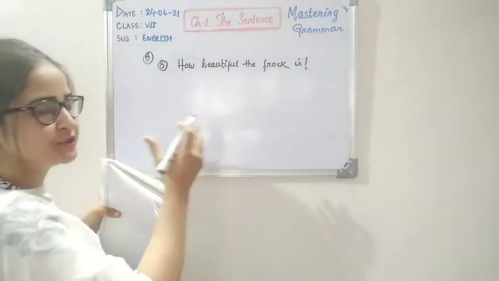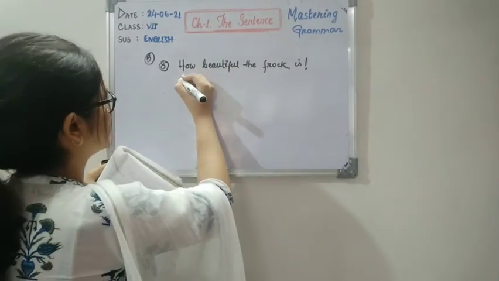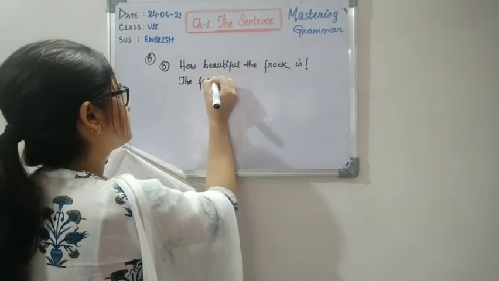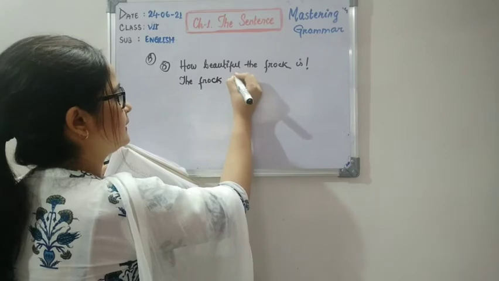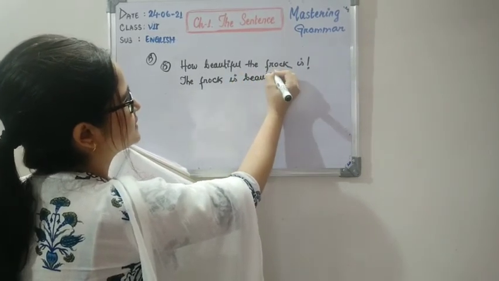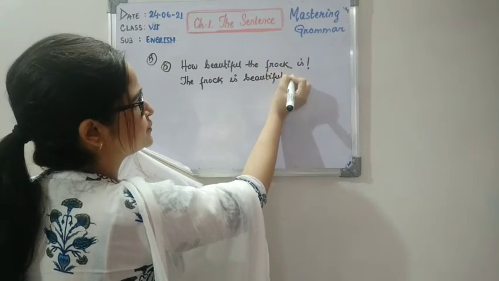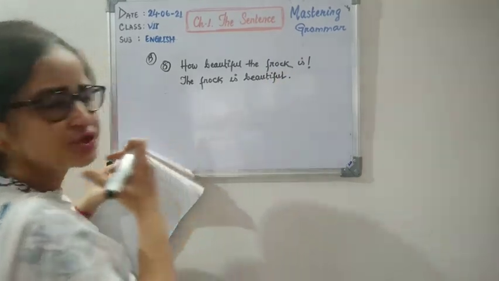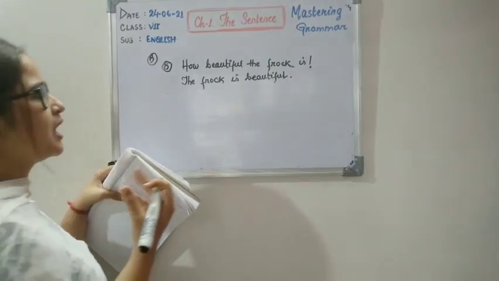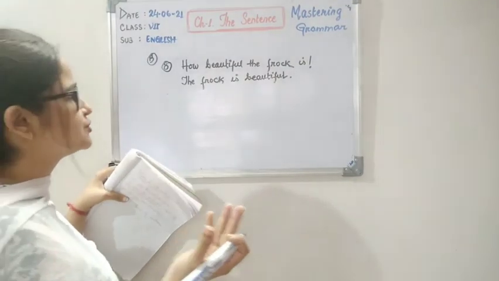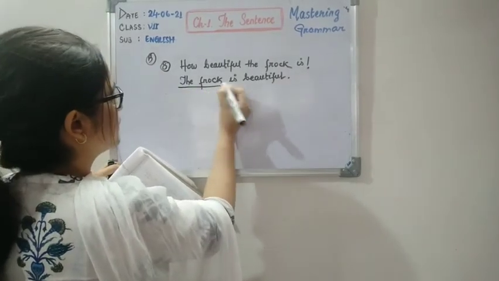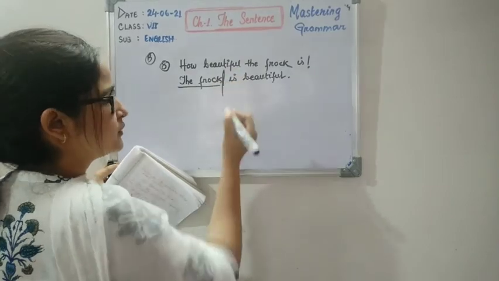We have to change this into a statement. I told you this. So what we are going to write: the frock is beautiful. And if you can easily identify it from the sentence itself, you don't need to change it, okay? Because I'm just changing it for your easy understanding. The frock is beautiful. So how beautiful is the frock? The frock is very beautiful, or the frock is beautiful. So we see this word, the, okay, the frock. We are talking about the frock.